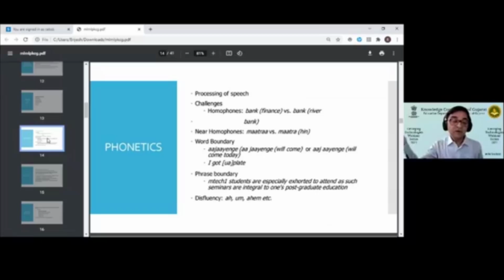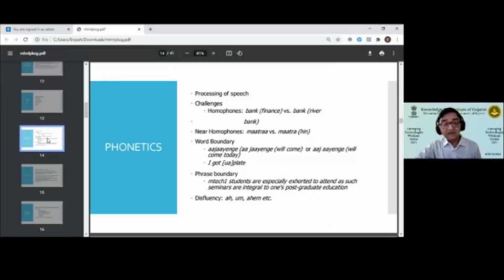Then also word boundary is a challenge, like आज आएंगे या आ जाएंगे. So आ जाएंगे as will come or आज आएंगे as will come today. So while you are processing speech, you need to define the word boundary. You need to know where a word breaks and the next word starts. So that is also a problem. Like I got you a plate. Usually we mix up the words. Got you a plate. I got you a plate, but we call it I got you a plate.